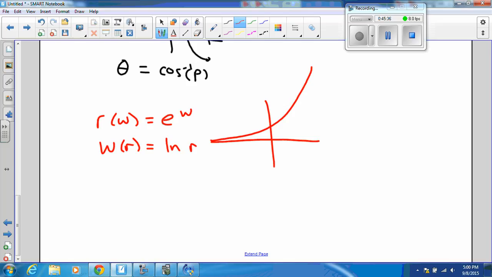So A, D, and E all have inverses because they are 1 to 1. They pass the horizontal line test. B and C do not have inverses because they fail the horizontal line test.